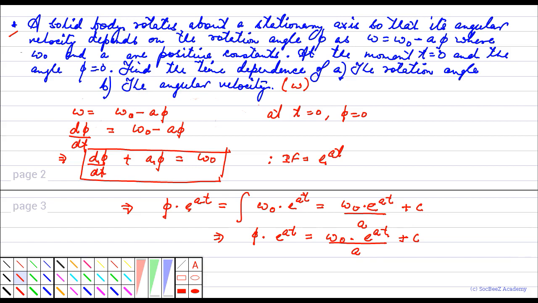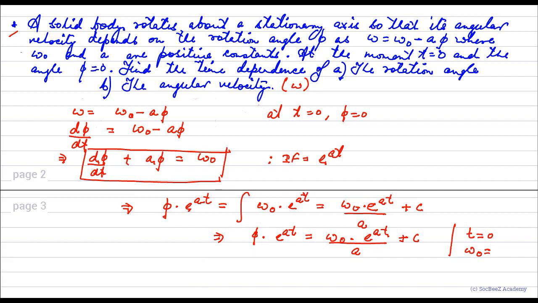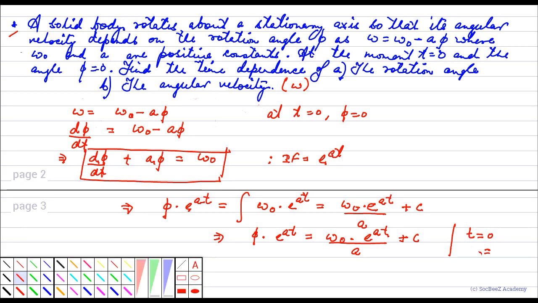Now I have been given that at t equals 0, phi equals 0. So if I put in this condition, I'll get c as minus omega naught by a.